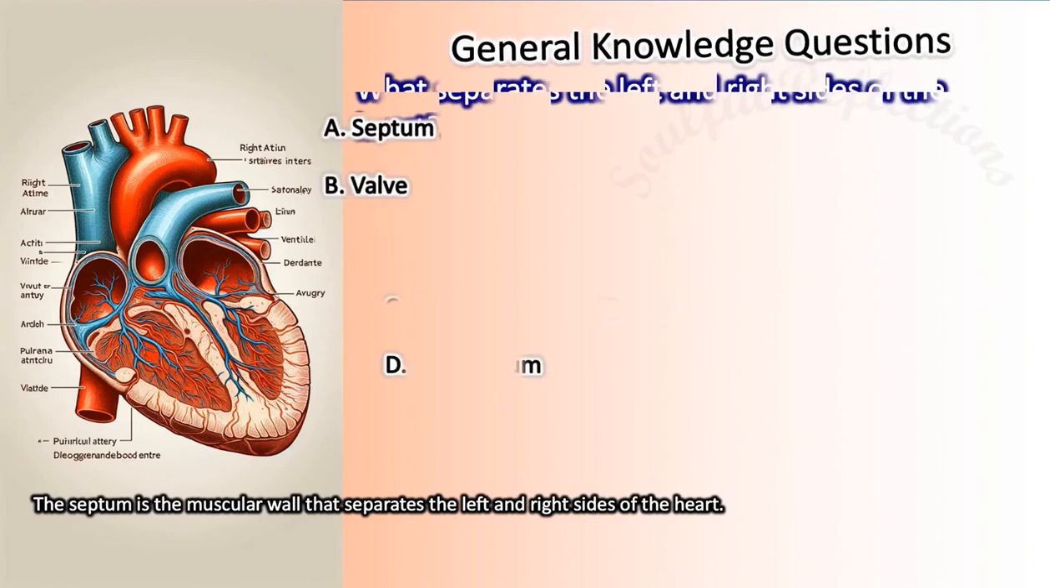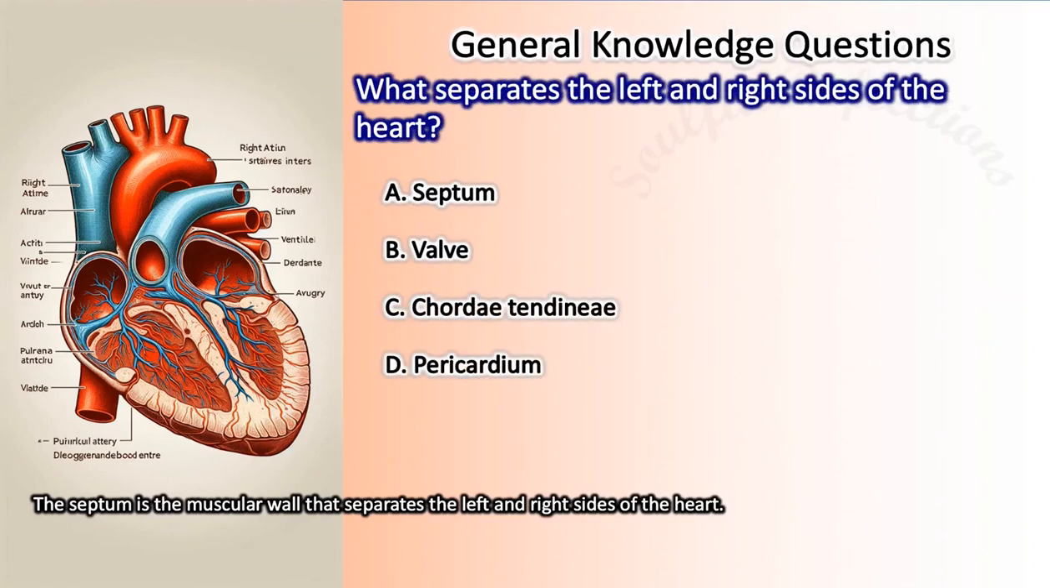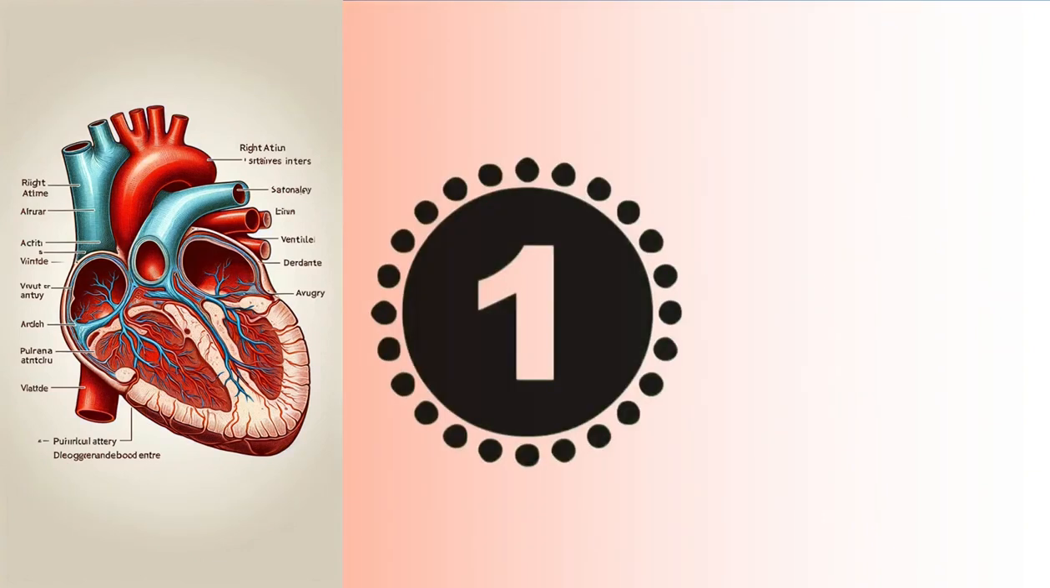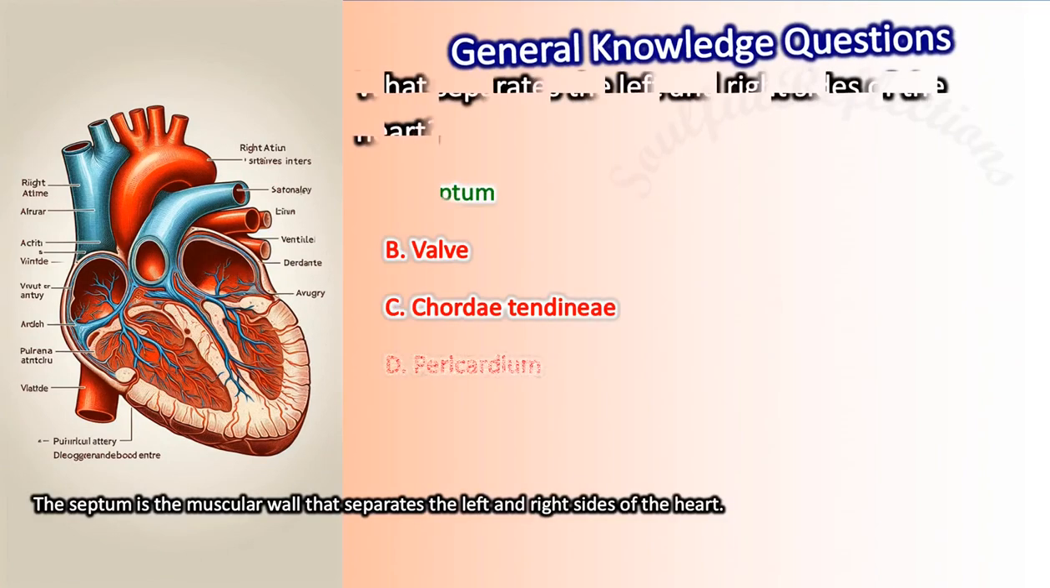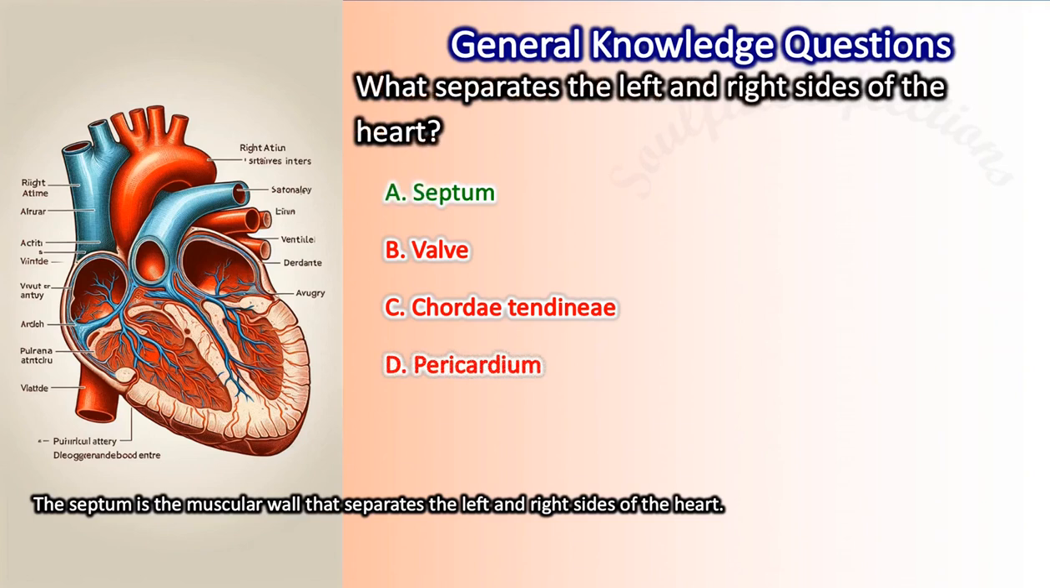What separates the left and right sides of the heart? Option 1, septum. Option 2, valve. Option 3, chordae tendineae. Option 4, pericardium. The answer is Option 1, septum.